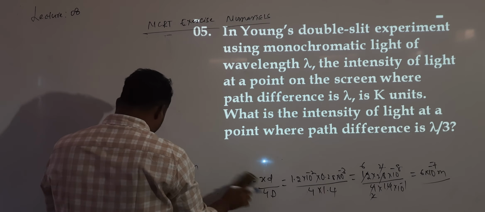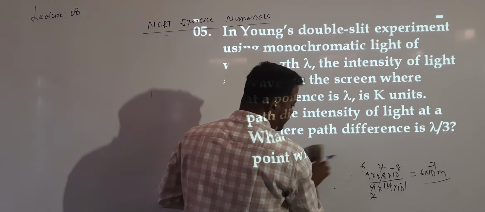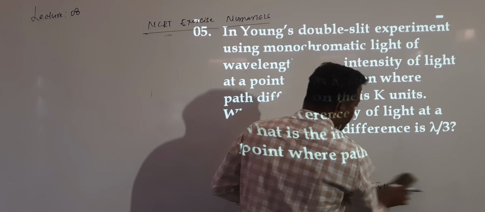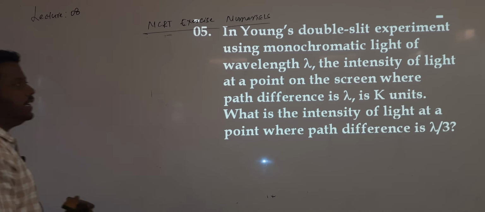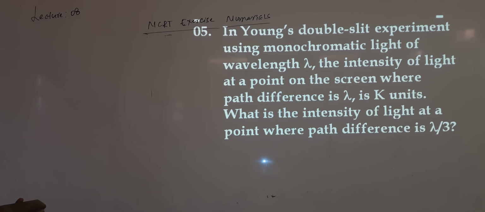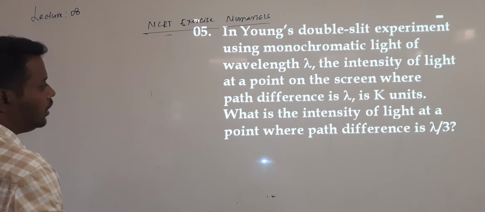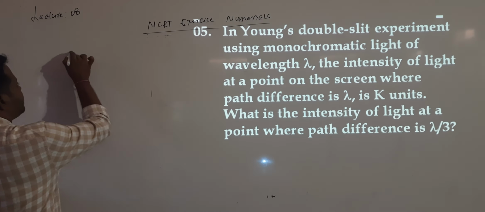So what is this question? In a double slit experiment using monochromatic light of wavelength lambda, the intensity of light at a point on the screen where path difference is lambda is k units. What is the intensity of light at a point when path difference is lambda by 3?